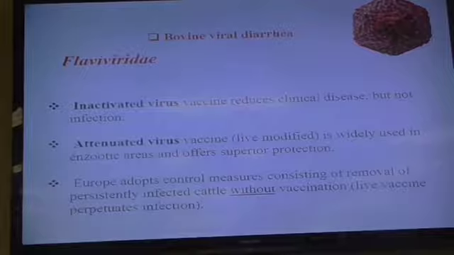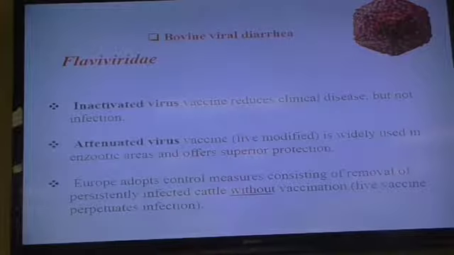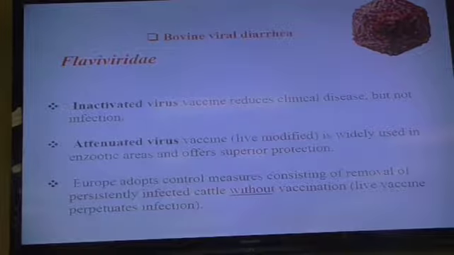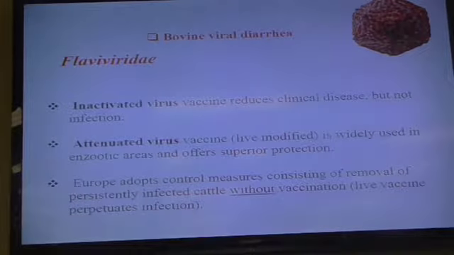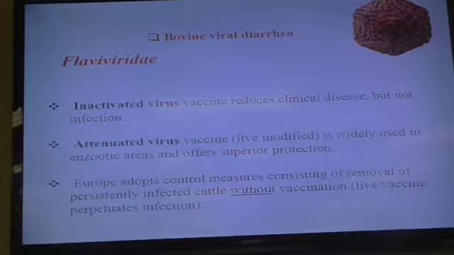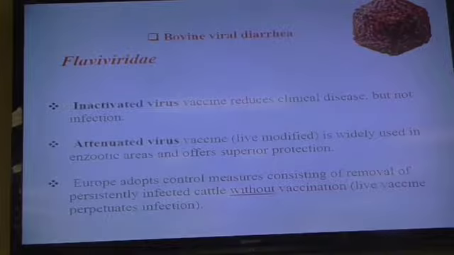Now, the more effective one, which is practiced in the US, is the attenuated virus vaccine. So this is a live vaccine. The problem, the Europeans say, well, this is not good, because if you inject a live vaccine, you're perpetuating the infection. You will have those animals shedding the virus, and therefore you're not controlling the persistently infected animals. So what they do is they remove any persistently infected animals from the farm, and they do not practice vaccination.